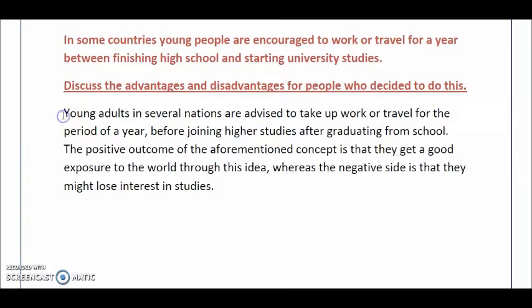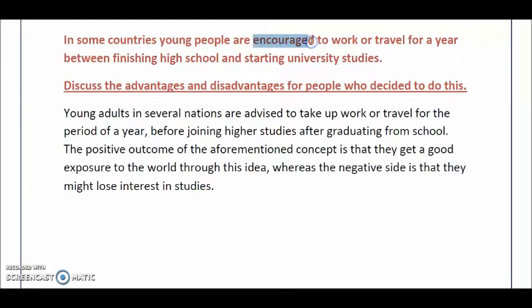So, young adults in several nations are advised to take up work or travel for the period of a year before joining higher studies after graduating from school. So how have we paraphrased and used synonyms? We are looking at vocabulary also, as we stated earlier in the video. So instead of young people, we are using young adults. That is a synonym. Instead of some countries, we are using several nations.